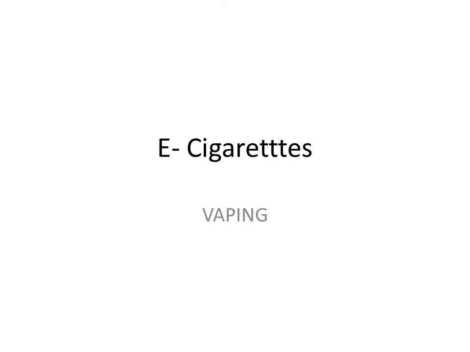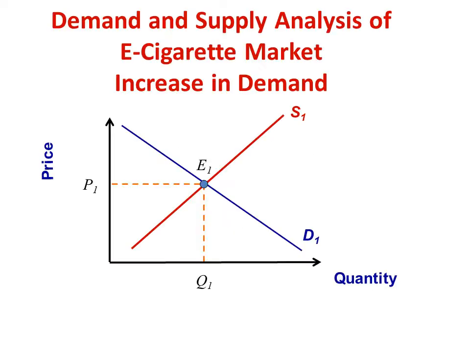Let's use our supply and demand analysis of markets to analyze how this is going to affect the equilibrium in the market for e-cigarettes. Let's assume that the graph in front of us represents the electronic cigarettes market. Quick review of supply and demand principles.